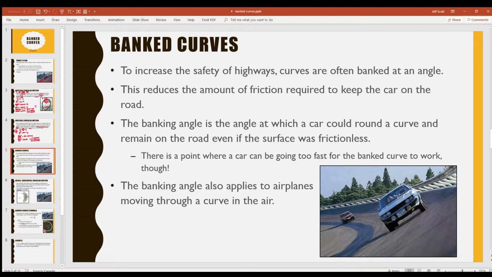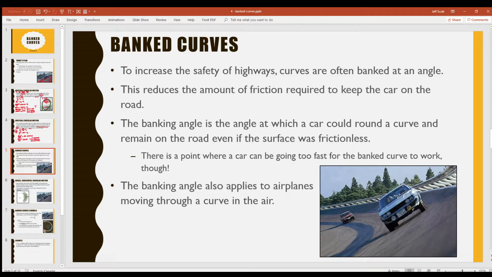And if you ever drive on a road like this, you'll actually notice that your vehicle seems to steer itself without you even moving the wheel very much. What this does is this reduces the amount of friction required to keep the car on the road. So in other words, even in very icy conditions, if you come to a banked curve and you're going an appropriate speed, you should be making that turn regardless of how much friction your tires have on that road.